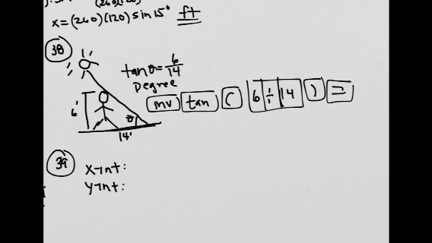So for number 39, it's a cube root function. The x-intercept is where the graph crosses the x-axis, so that would be -4, 0.